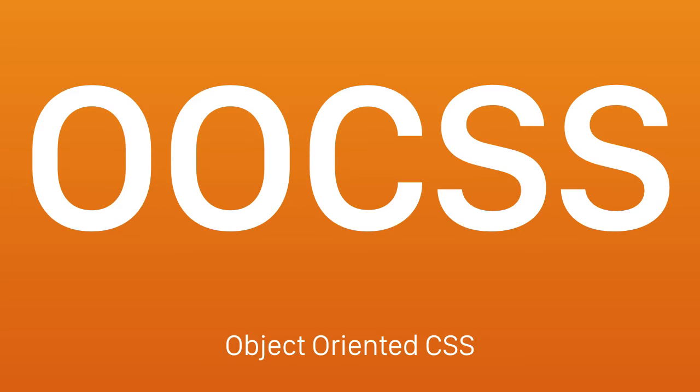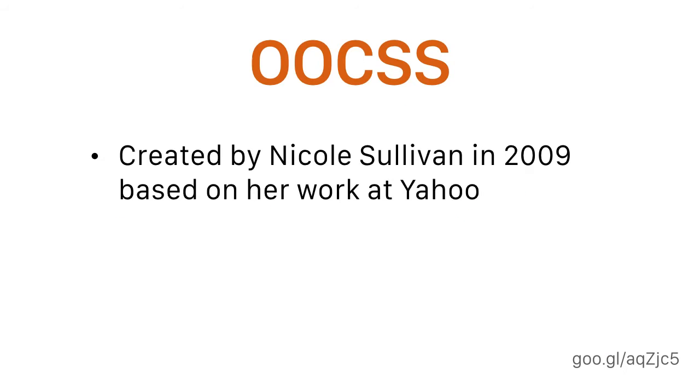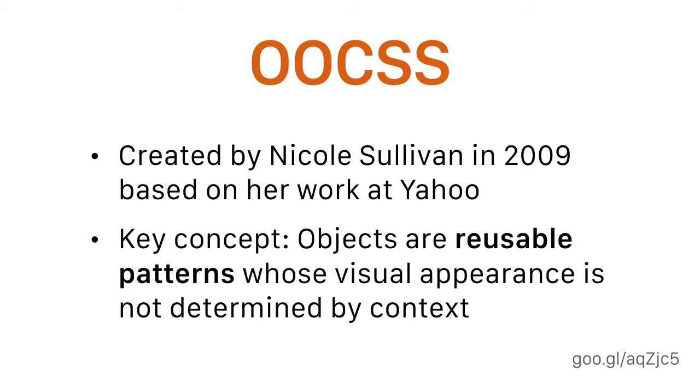So let's talk about object-oriented CSS. OOCSS was created by Nicole Sullivan in 2009. It's based on her work at Yahoo, again, operating at scale, very large search engine, mail program. And it's basically the origin point of modular CSS. Her key concept when she wrote object-oriented was that objects are reusable patterns whose visual appearance is not determined by their context.